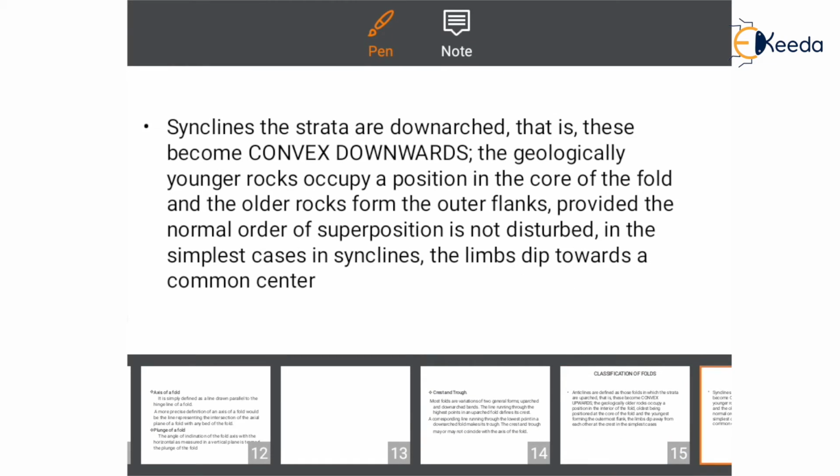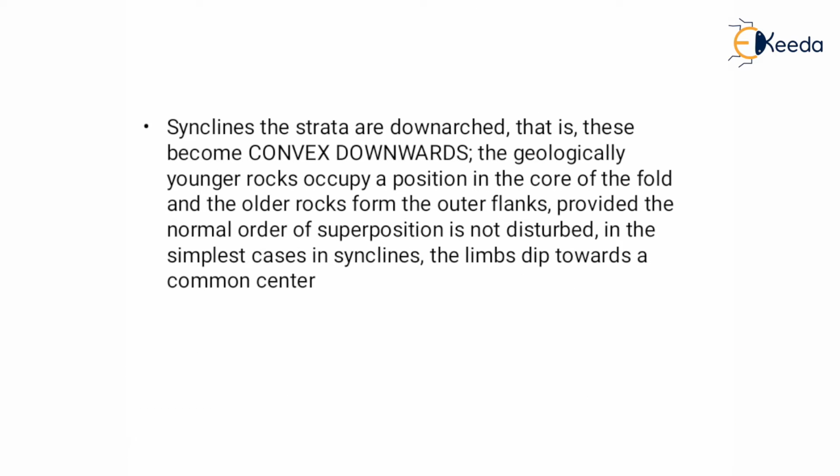Then the syncline formation. In a syncline, the strata are downward, that is, convex downward. The geologically younger rock occupies the position in the core of the fold and older rock forms the outer flanks, provided the normal order of superposition is not disturbed. In simple cases, in a syncline, the limbs dip towards the common center.